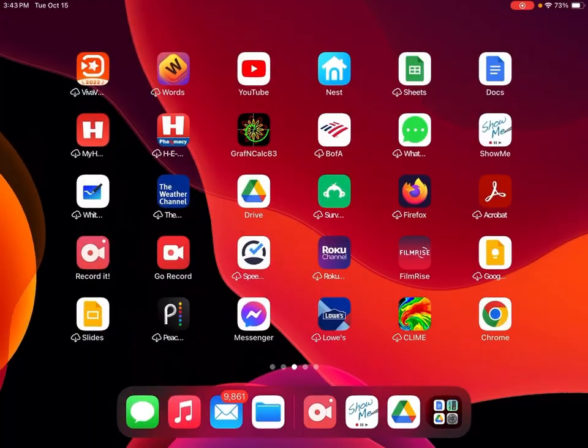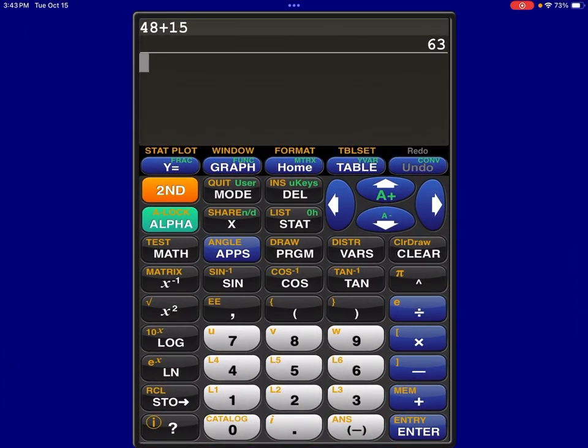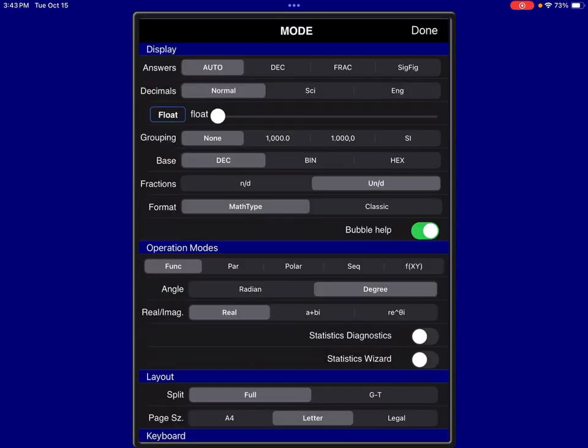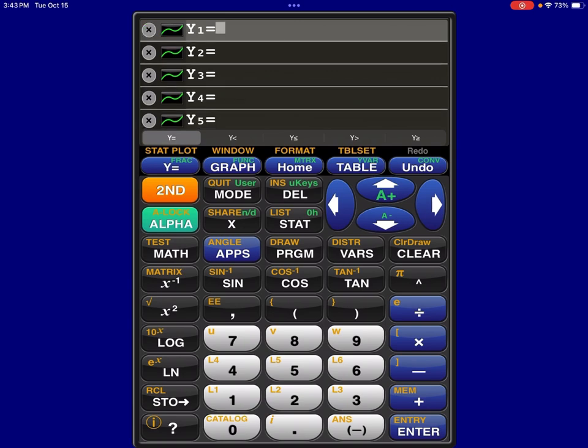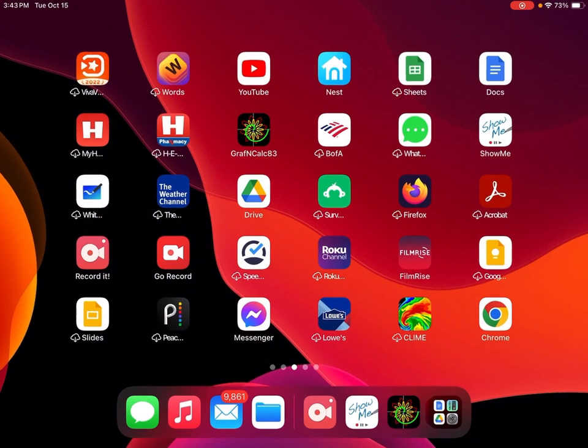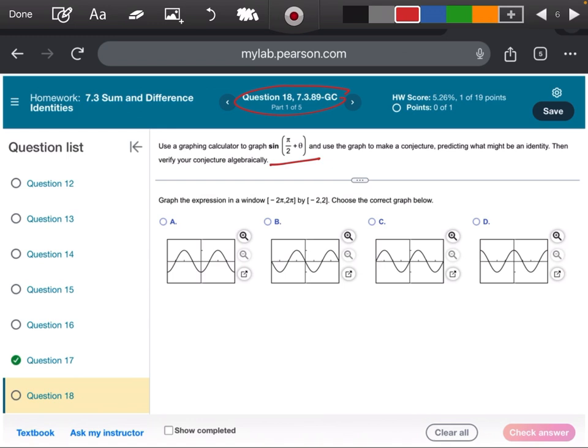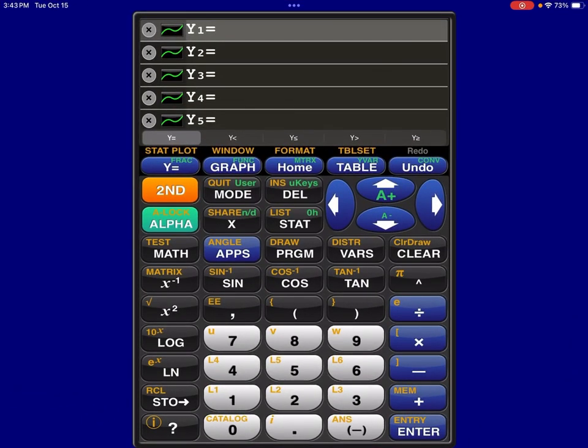First thing I'm going to do, I'm going to grab my graphing calculator. Here we go. Let me clear this. Let me make sure I'm in radians. Now I'm in radians, okay. Y equals, let me clear that out. And let's see, what are we graphing again? We are graphing sine of pi over 2 plus theta. So right here, I'm going to say sine of pi over 2 plus theta, and theta is going to be x in this case, okay?